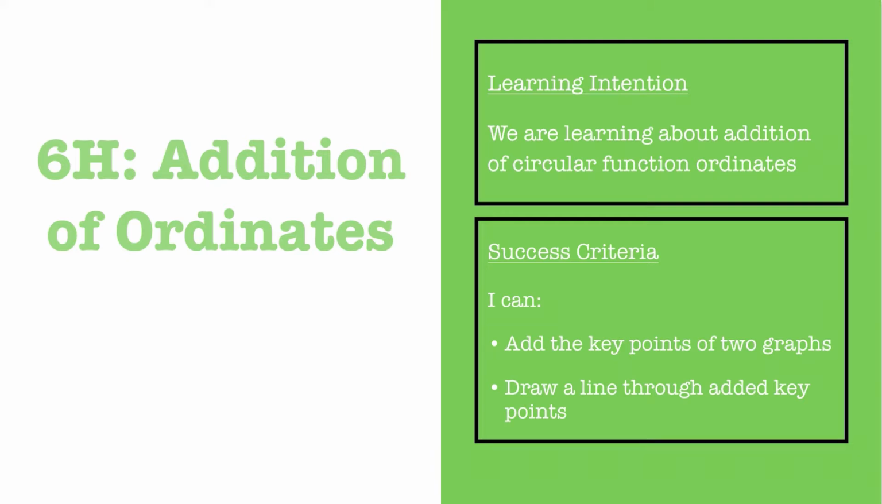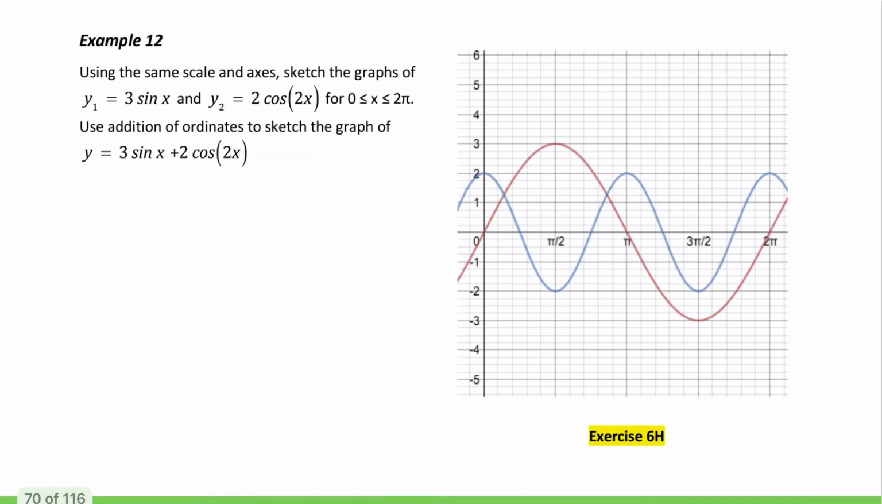So today we are learning about addition of ordinates of circular functions, and what you need to be able to do is add the key points of the two graphs and then draw a line through these added key points to form some sort of a function.